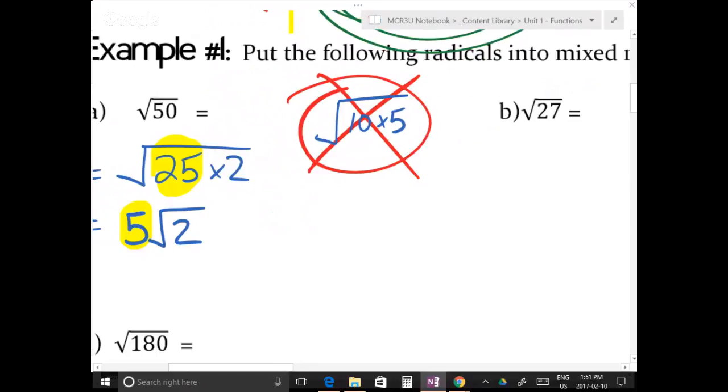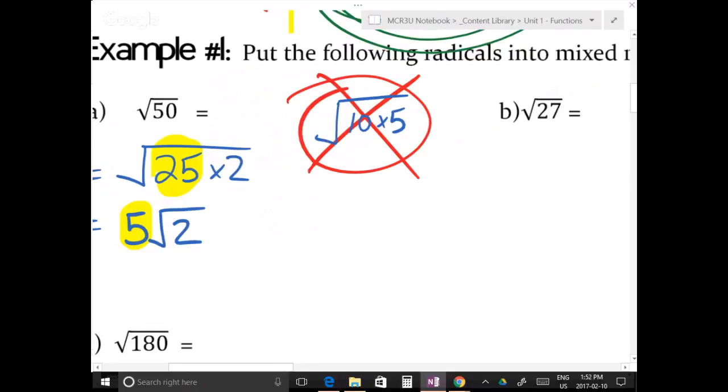We have to find one of them that's a perfect square. So it won't work unless you find a whole number. 27 divided by 2, 27 divided by 3. Oh, we can do 9 times 3. Try that. I'll put that under the square root.